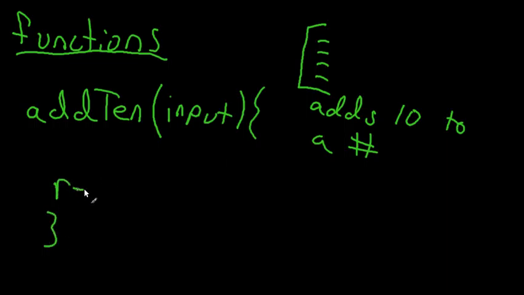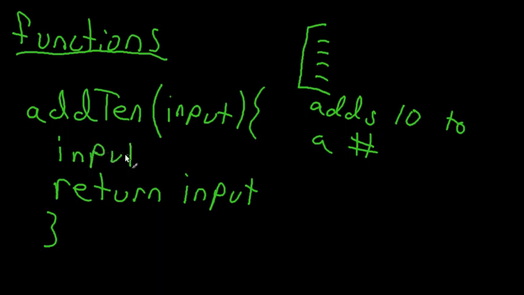So the way to have an output in a function is a return. So then we can return whatever the modified input was. And then up here, if we want to modify the input, we could say input gets input plus 10.